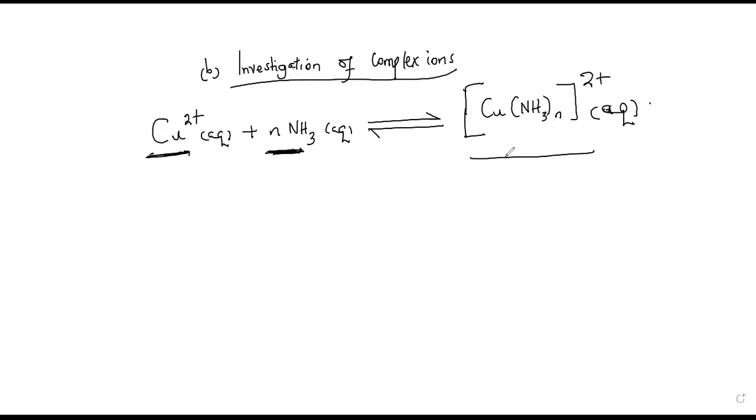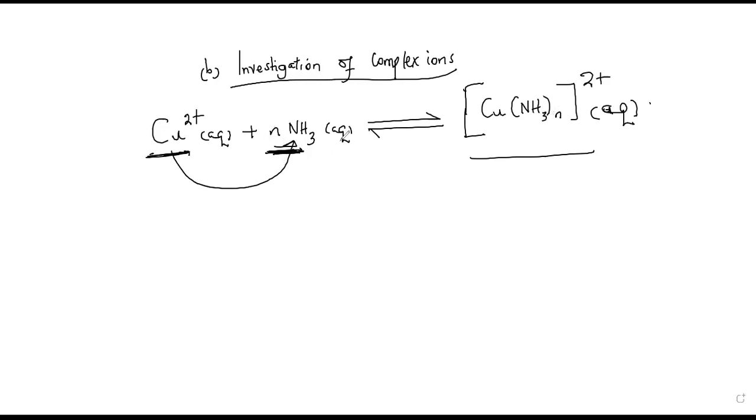Now, determining the number of moles N, these N moles of ammonia combining with one mole of copper(II) ions, cannot be done by direct titration. You may not titrate copper and ammonia directly to get the number of moles N, because the acid may react with the ammonia that is in the complex, as well as the free ammonia.